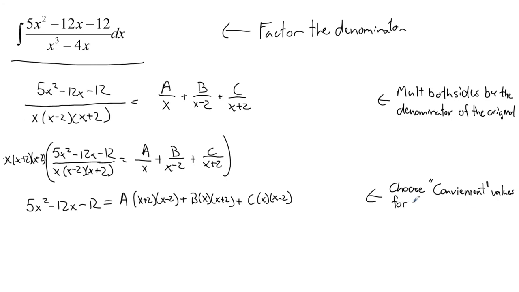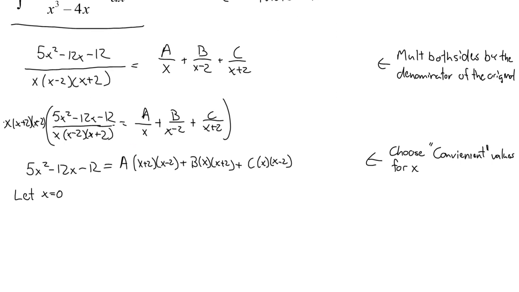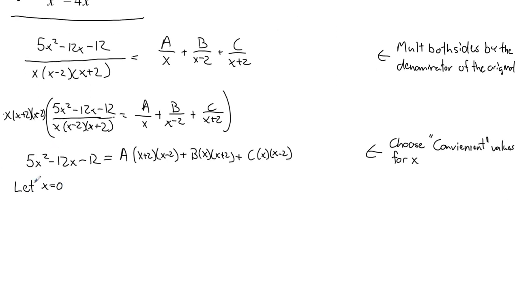for x. Now, when they say choose convenient values, a convenient value is a value that's going to cancel out something here. So my first choice is I'm going to say let x equals 0. Now, why is that a convenient value? Because when I plug in 0 here and I plug in 0 here, these two terms are going to cancel out. And all I'll have is a to solve for. So let's do that. All right, let's bring this down. So I'm plugging in 0. I've got 5 times 0 squared minus 12 times 0 minus 12.